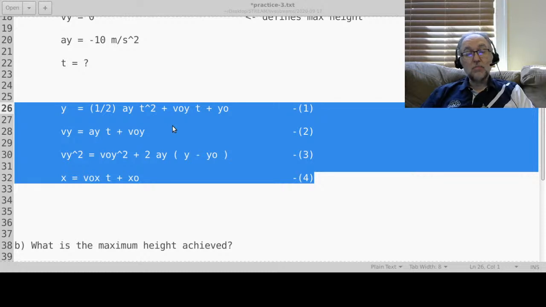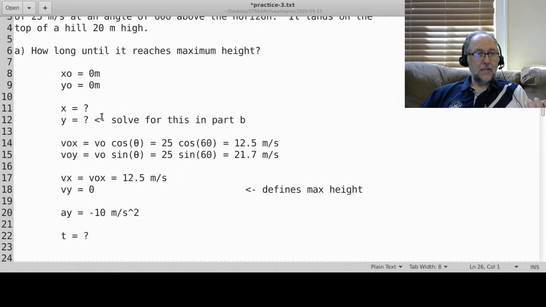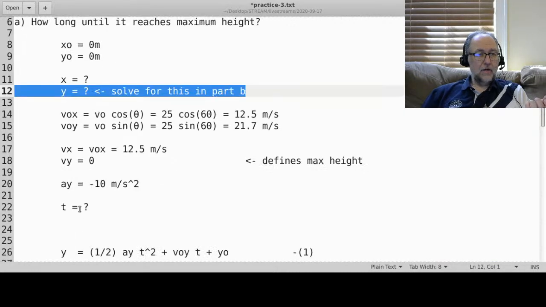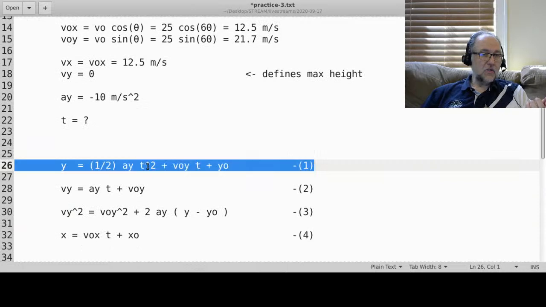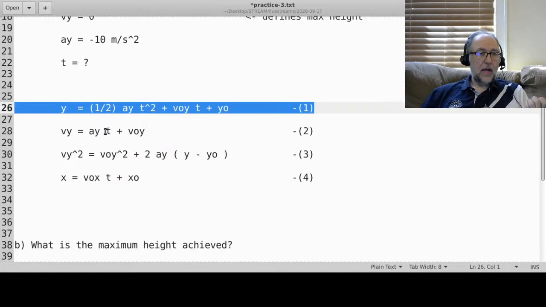Well, in this problem I asked for time. And so you say to yourself, which one can I use? You don't know y, the maximum height. In fact, that's what you want to calculate. And you don't know the time to get the maximum height. Looking at these numbers, I don't know y, and I don't know time. So I can't use the first one.